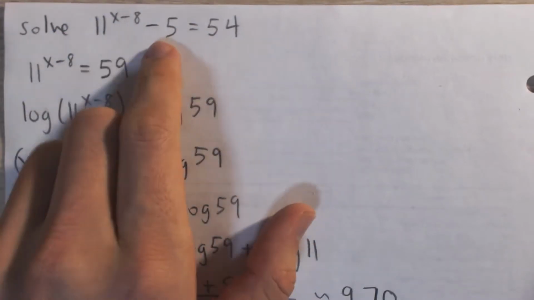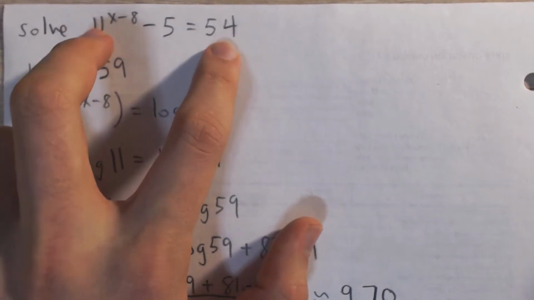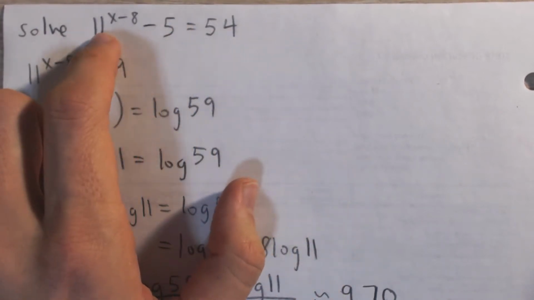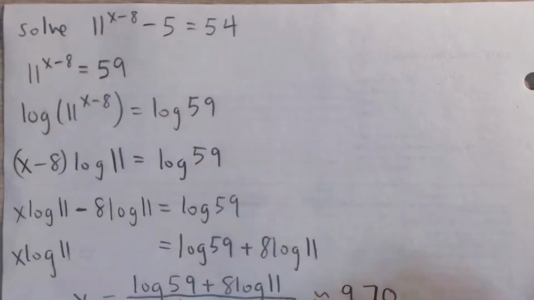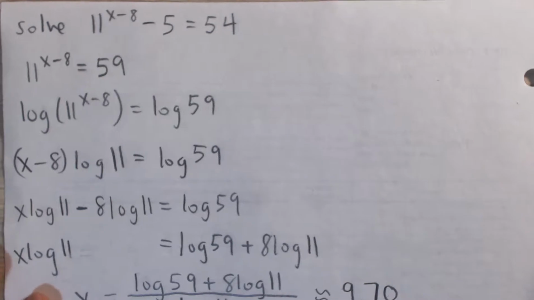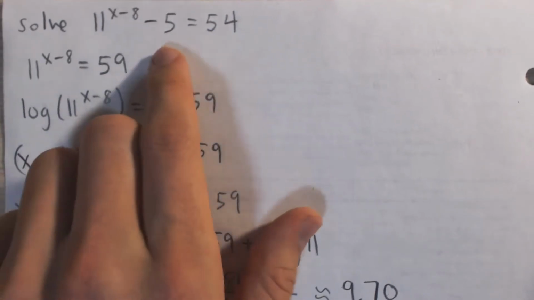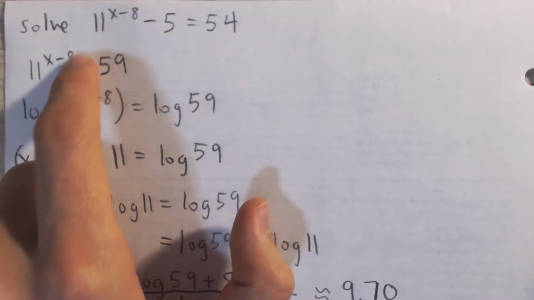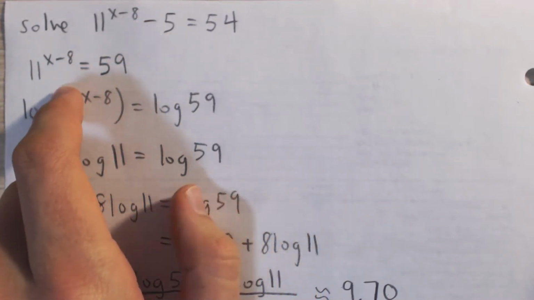But you can see, because of this negative 5 here, if we take the logarithm of both sides, we're going to end up with the logarithm of this entire left side, which is two different terms, and we can't really simplify that. It makes things messy. So what we're going to do is first do some pre-simplification: add 5 to both sides. In other words, isolate the power first, then take the logarithm. That's how I like to think about it.